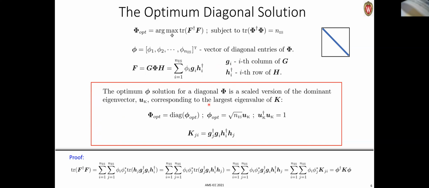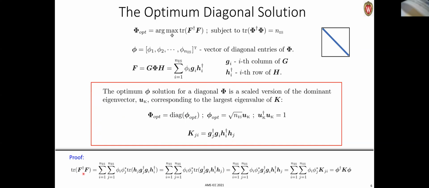And so in this case, it turns out that the optimum solution for diagonal phi is a scaled version of the dominant eigenvector U_K corresponding to the largest eigenvalue of K, where K is this matrix, which is determined by the inner products between the rows and columns of H and G. And then you take the diagonal vector and put it in the diagonal entries.